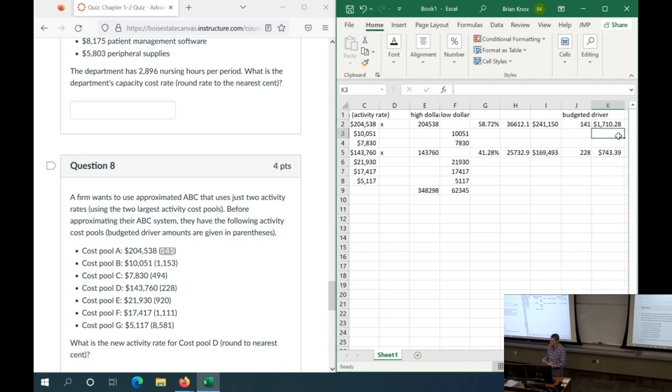So for each unit of the driver associated with cost pool A, we're going to charge a product $1,700 basically. Now the question is asking for D here, so in this case we're going to charge $743.39. That's the answer for each unit of consumption of the cost driver associated with D. Is that making sense? Okay. Good. Other questions on this style of problem?